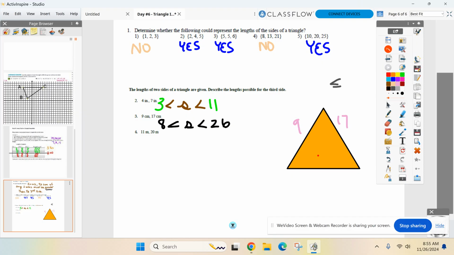Because between 8 and 26, we'd be here for more than 5 minutes listing out all those sides. And then finally, if my sides are 11 and 20, go ahead, subtract them. My third side has to be bigger than 20 minus 11. And it's got to be less than 20 plus 11, 31. All right, so that's how I can get to those sides much quicker.